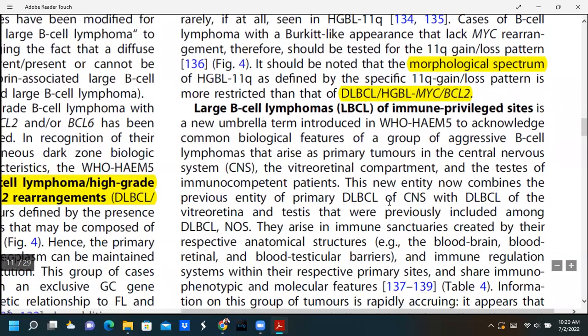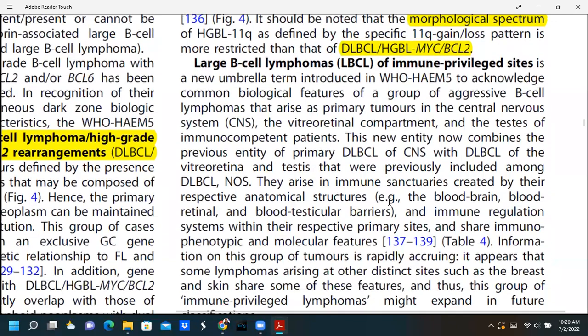Large B-cell lymphoma of immune privileged sites. So that's our PTLD things. No, that's the CNS things, not PTLD. Immune privileged sites, so those are the testes, CNS, and the others. So basically, it is a new umbrella.